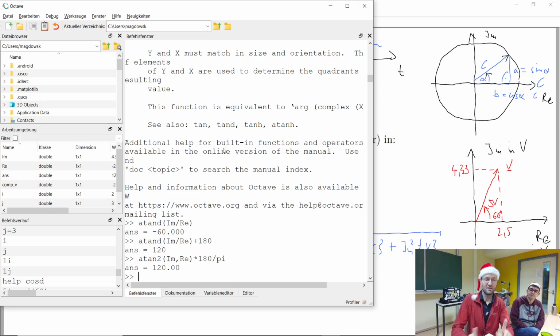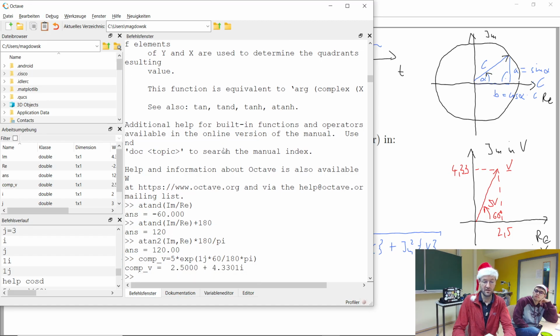Yeah, so this is if you manually do conversion. But usually, if you have Octave, if you have MATLAB, if you have something like this, you can just insert complex numbers like I did here. You have some amplitude, you have some phase. You just need to care about the conversion between degree and radians.